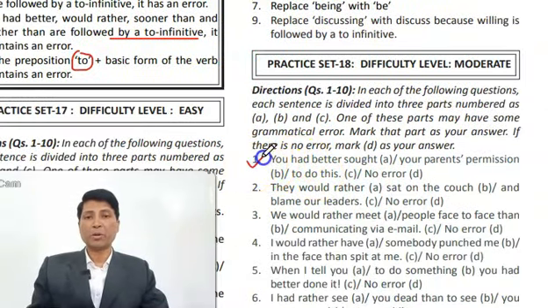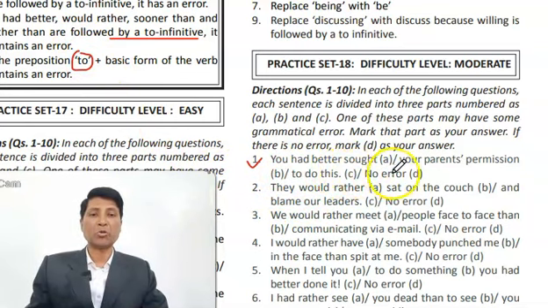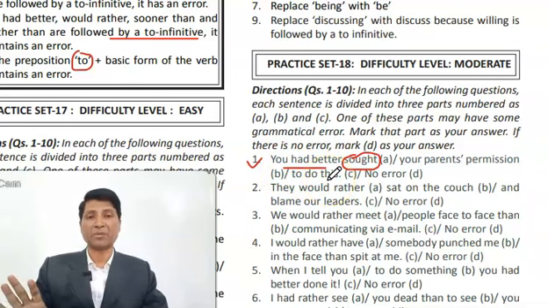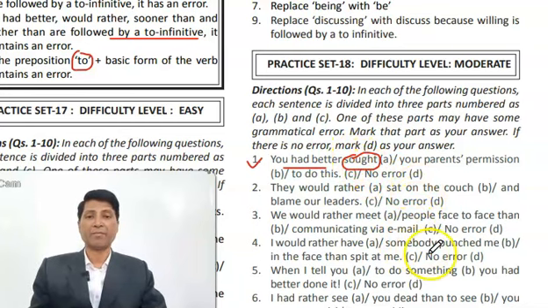Look at question number 1 and see how to apply this surefire shortcut trick that we were just discussing. You had better sought your parents' permission to do this. If you see this part, sought, it is the second form of the verb seek, and you have just studied that had better is followed by bare infinitive, that means basic form of the verb without to. So in place of sought, it should be seek.